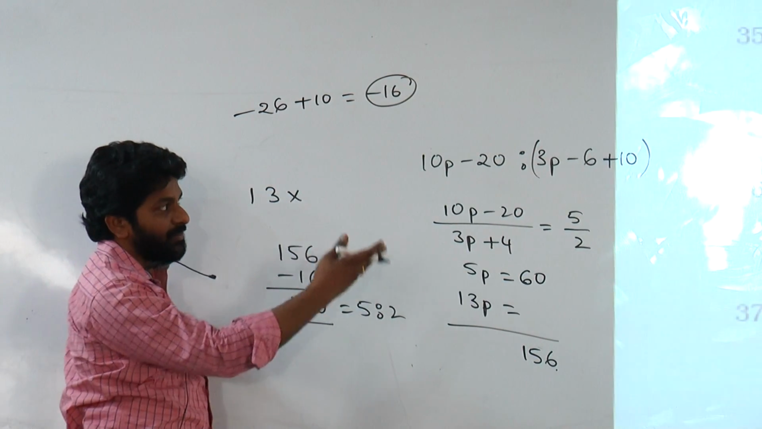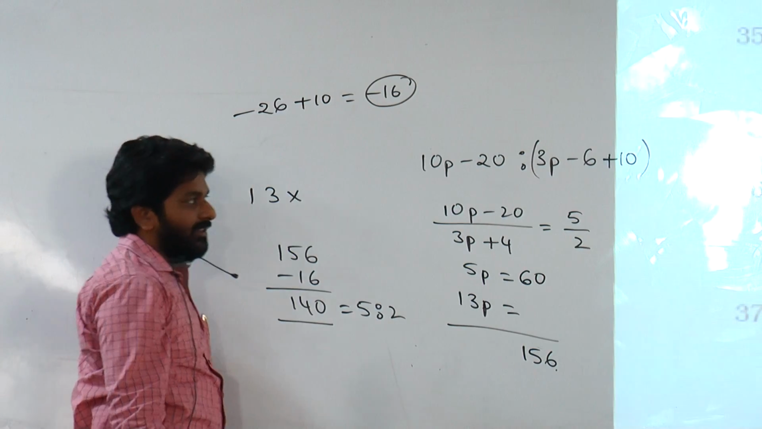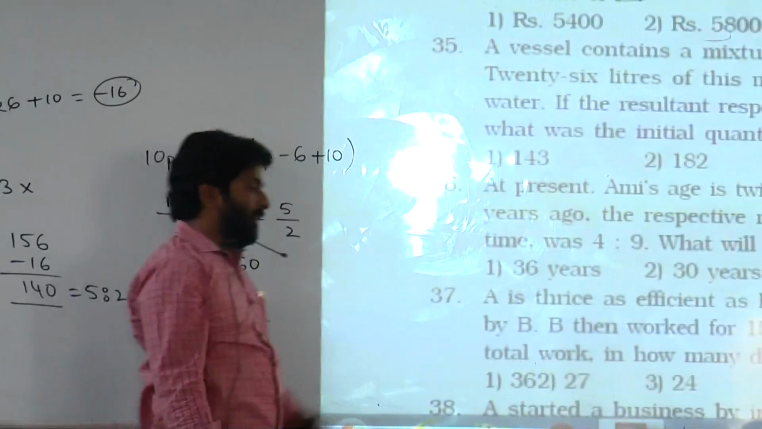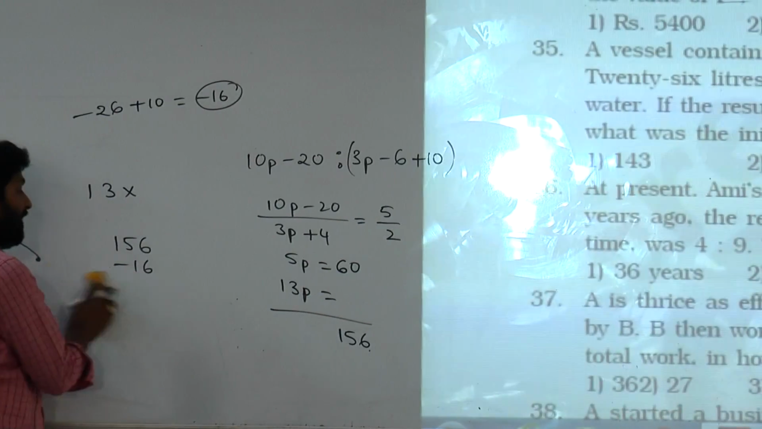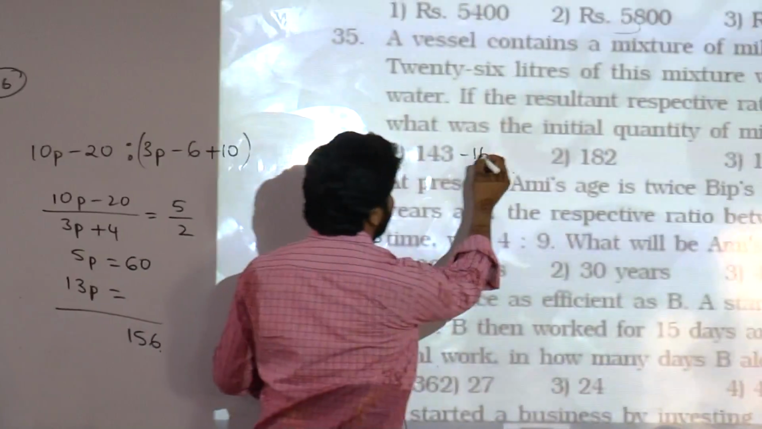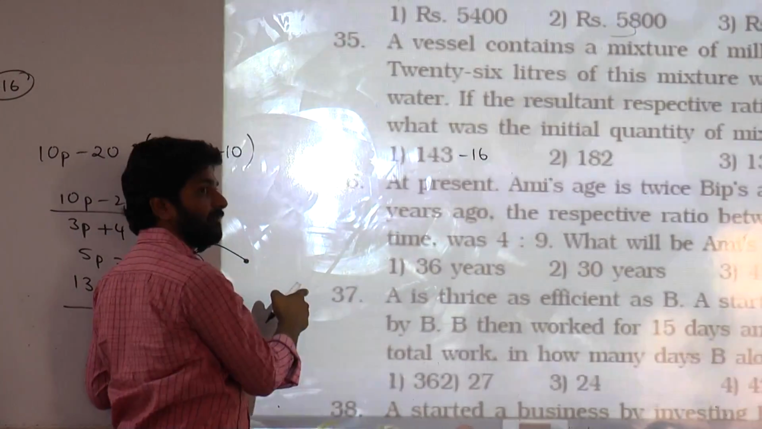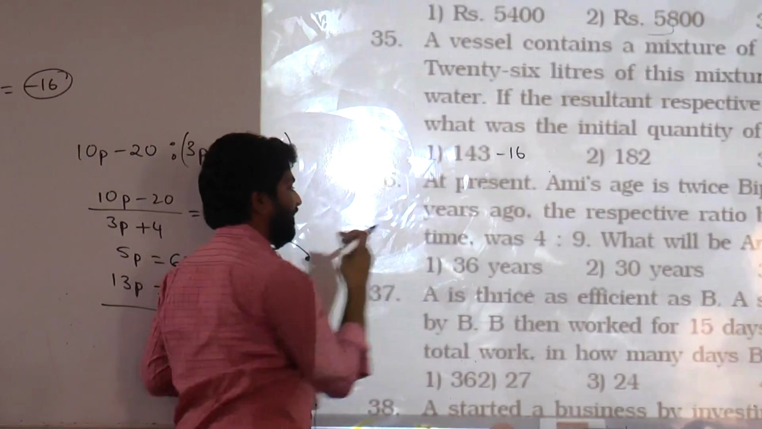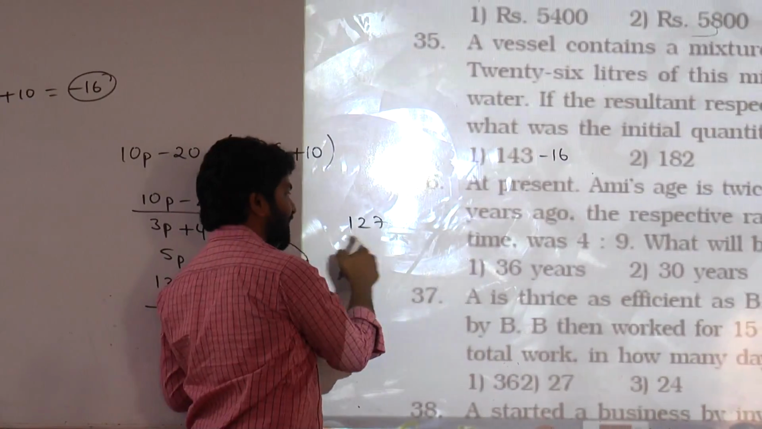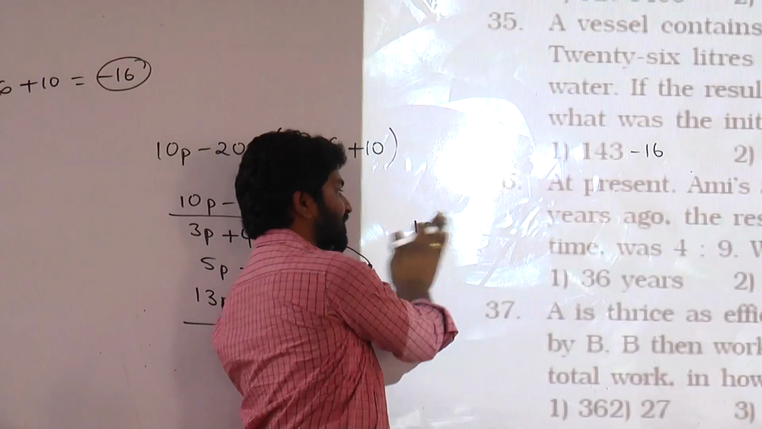Elimination. What is your first option? I'll tell you. 143. Right. This is 13 multiple? Yes. From 143 if you subtract 16, what is that you'll get? Subtract 13 and then again you can subtract 3, right? 127. Is this 7 multiple? This cannot be your answer.